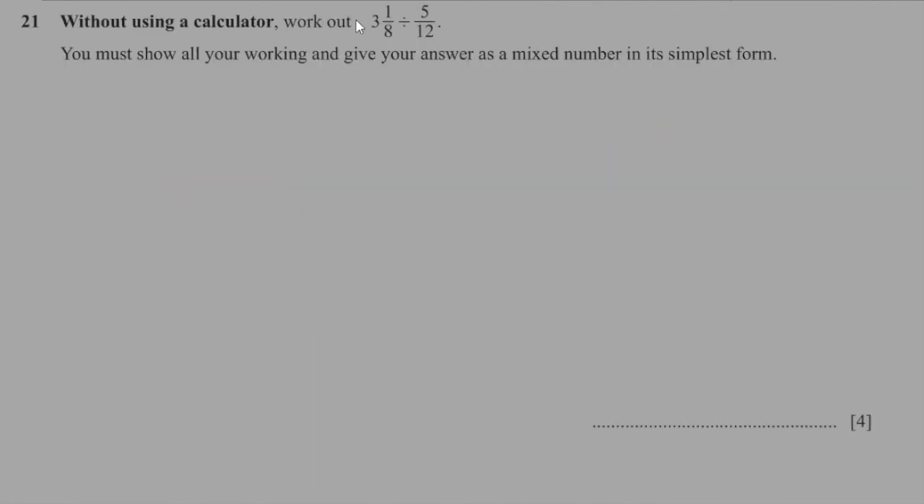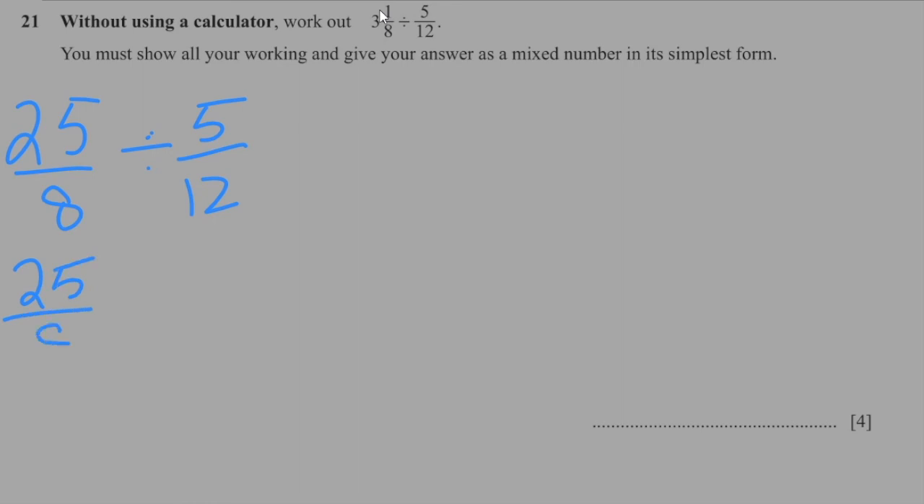Question number 21. Without using a calculator, work out 3 and 1 by 2 divided by 5 over 12. You must show all your working and give your answer as a mixed number in its simplest form. Right, so I'll first start by converting this mixed fraction into an improper fraction, and that means 2 into 3, which is 6 plus 1, and that is going to be 7 by 2 divided by 5 over 12. So I'll convert the division sign into multiplication sign, which gives the second fraction in its reciprocal form.